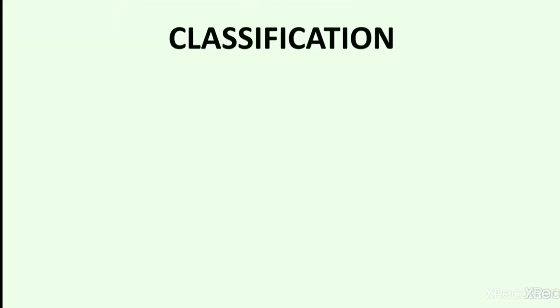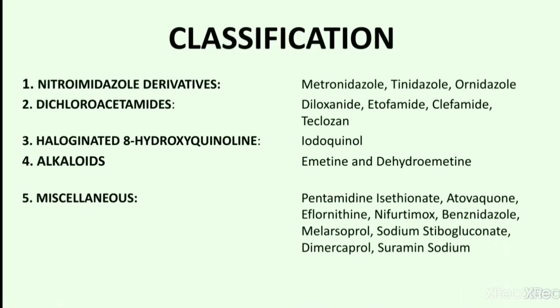Classification of antiprotozoal agents includes a number of drugs classified according to their structural properties. First category includes nitroimidazole derivatives such as metronidazole, tinidazole, and ornidazole. Second category, dichloroacetamides, includes drugs such as diloxanide, etofamide, clefamide, and teclozan. Third category is of halogenated 8-hydroxyquinoline such as iodoquinol.